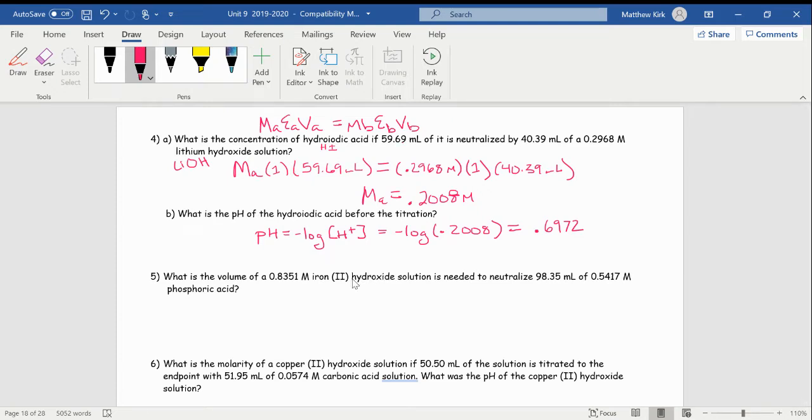You see that word hydroxide there. You see that word hydroxide, we should think base. So we're trying to find V sub B or VB. So that means we should know everything else. So we'd start with our molarity of the acid. Okay, the molarity of the acid, it tells us it's 0.5417 molar phosphoric acid.